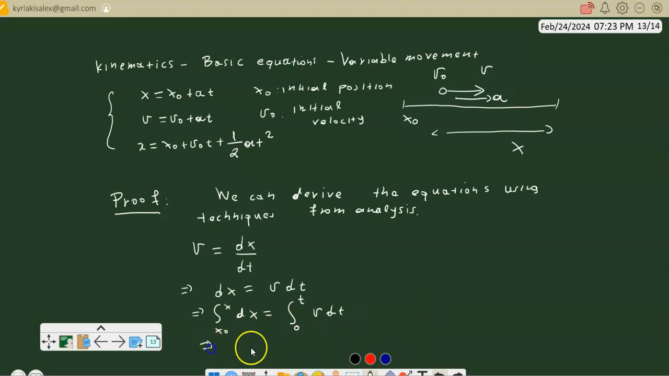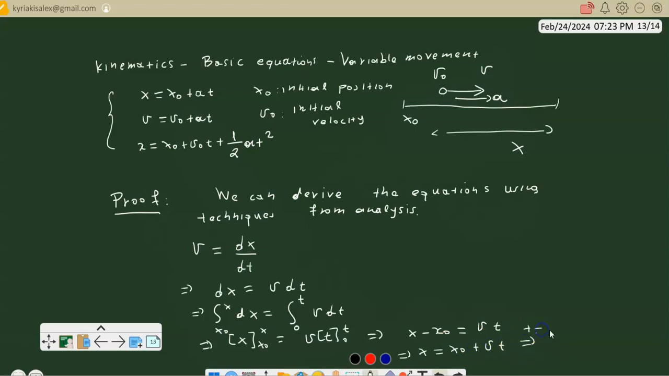My movement is with a constant velocity, so I can take it outside the integral. So the first integral here is x from x naught. I have to evaluate this, and this is v times t from 0 to t. This is x minus x naught equals v times t. So x equals x naught plus v times t.